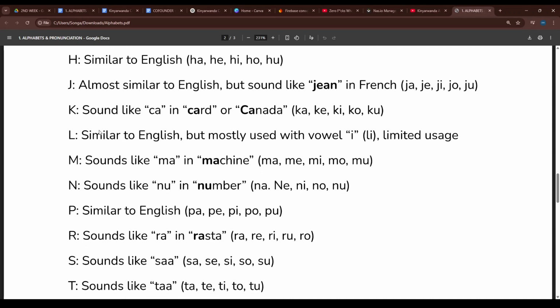So we will not talk about it a lot. Let's just skip it, but you can practice it. It's la. You will practice it the same as this when we get to it. And we have ma. It's not M, it's ma, like machine. Ma, me, mo. This one is not hard as well.